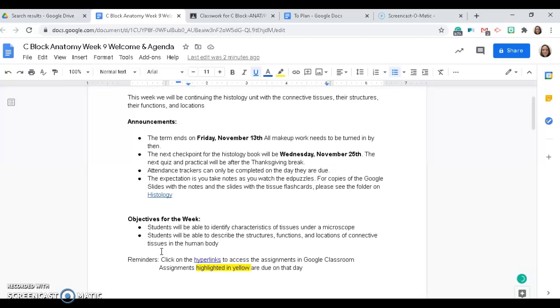The next checkpoint for the histology book is going to be on Wednesday, November 25th. That is a remote day, and it is also a half day right before the Thanksgiving break. So I'm going to be checking your books to see what you have completed at that point. Got to make sure your connective tissues are done and all the relevant vocabulary terms are done.